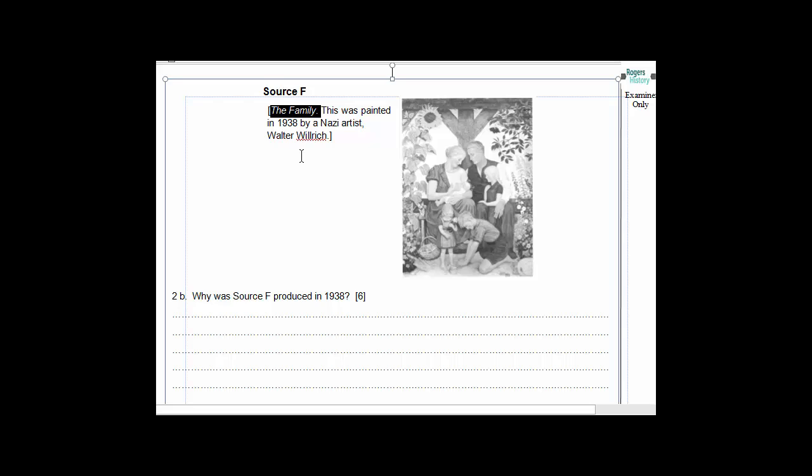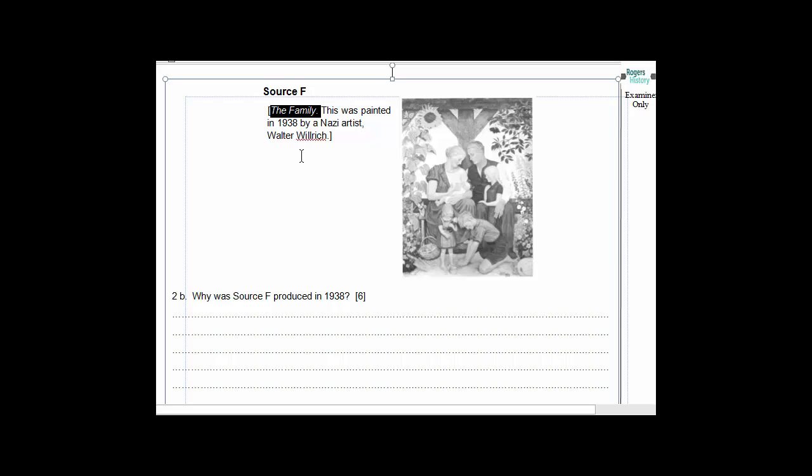So I think there's plenty to go on there. We know it's a German, we know it's a Nazi artist, so he will have been paid by the Nazis. He was a Nazi party member, most probably. So we can really pick up a lot there, and we can really write a lot about where this came from and why it was produced.